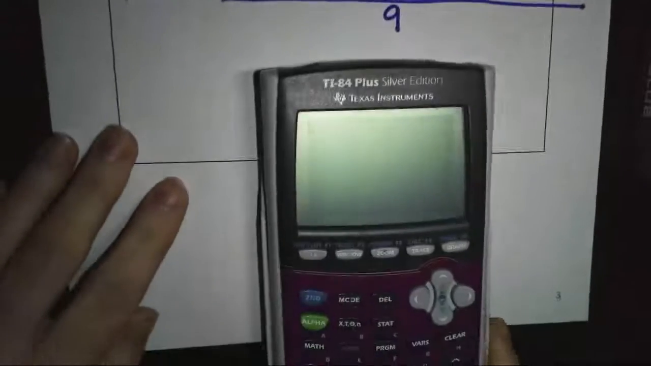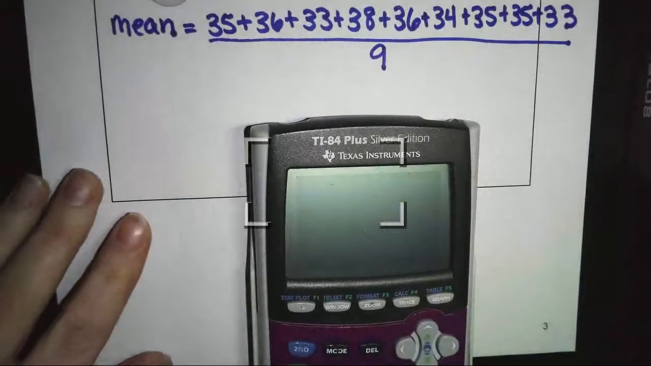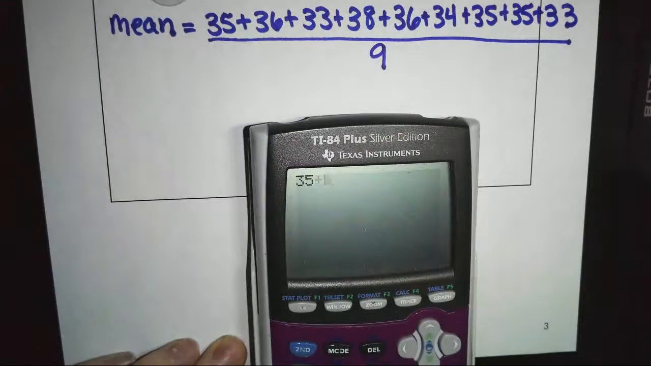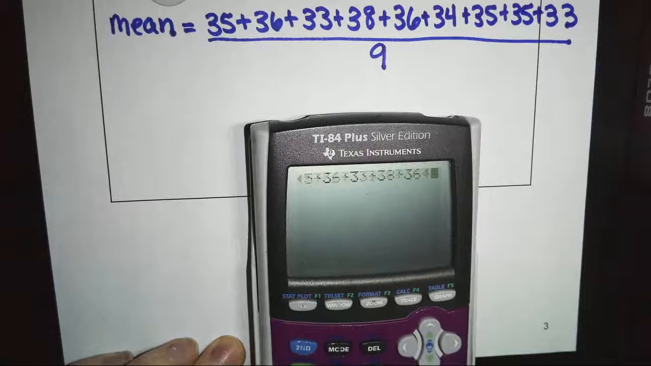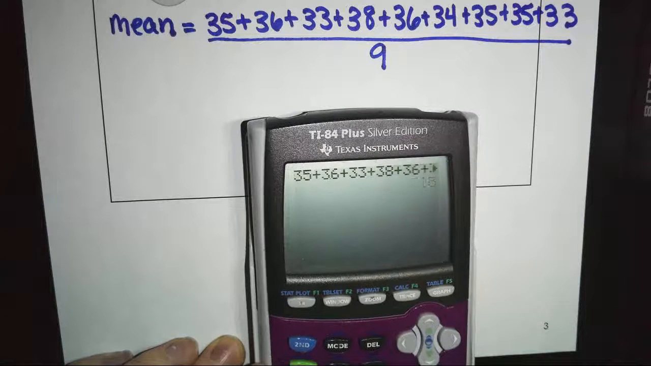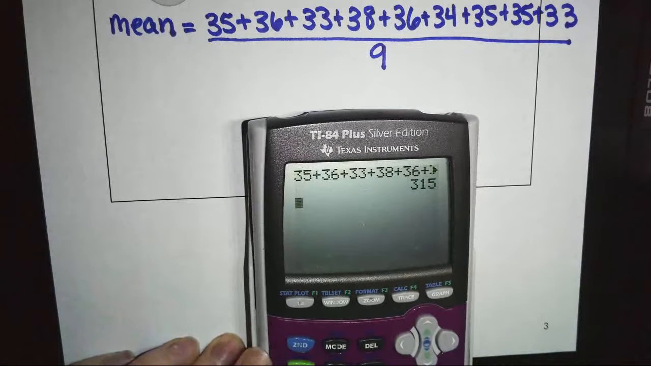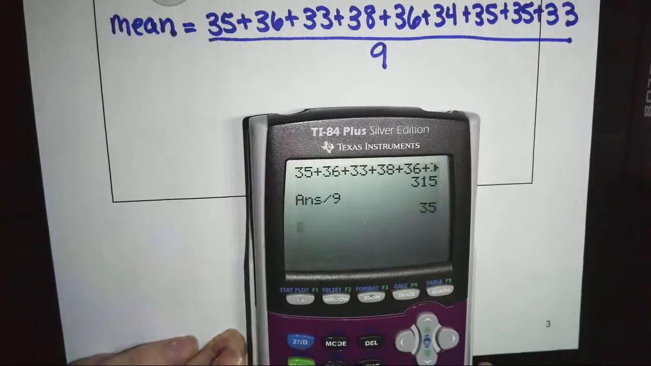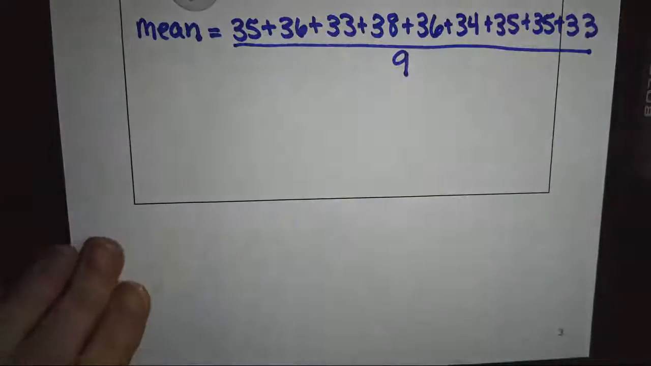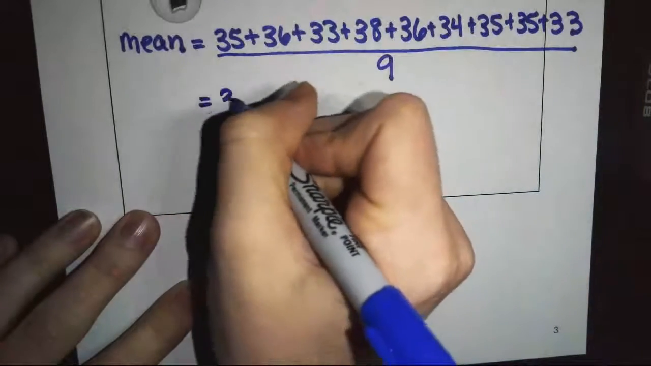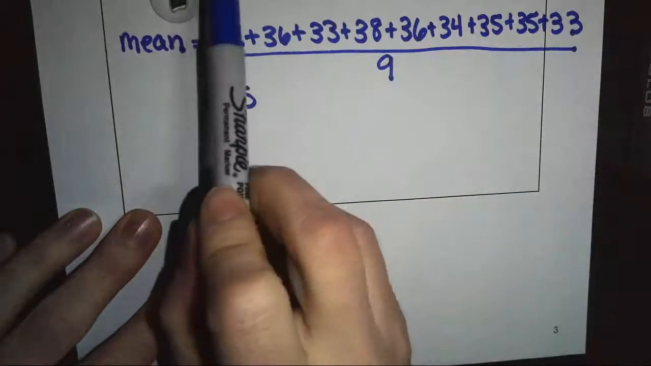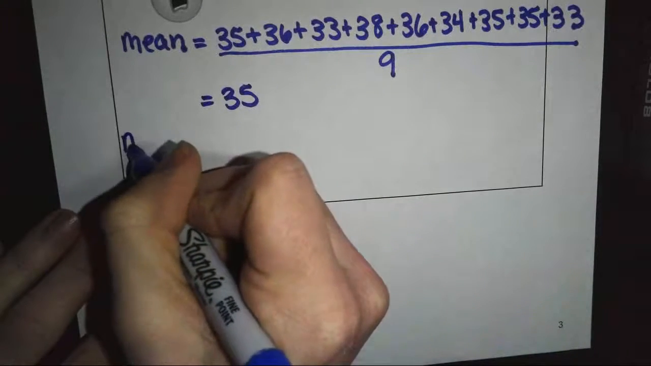Now, when we do that, in my handy-dandy calculator here, so 35, plus 36, plus 33, plus 38, plus 36, plus 34, plus 35, plus 35, plus 33, we get 315. And when we divide that by 9, we get 35. So the mean of this is 35. Now we need to find our median.